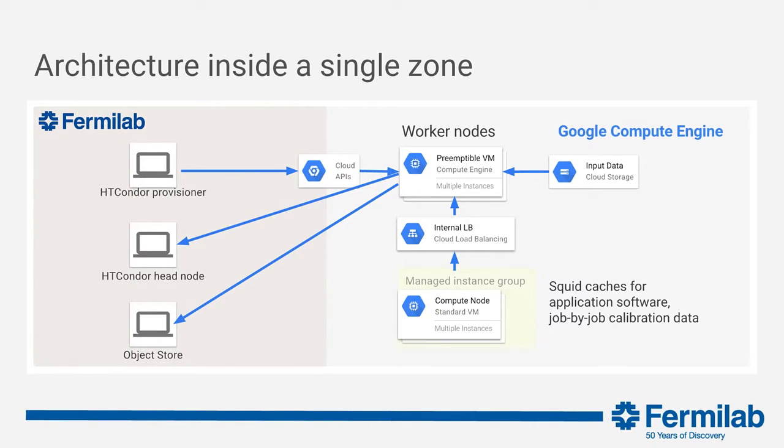I'll talk about the details of this in a bit. It calls back to our head node for our overlay batch system. It sends data back out to Fermilab to the object store. We read our input data from Google Cloud Storage, and we also need to get the application software to Google in a way that the end user doesn't notice. And so we used some web caches to provide the application software as well as job-by-job calibration data, a caching layer in front of our offsite DB.